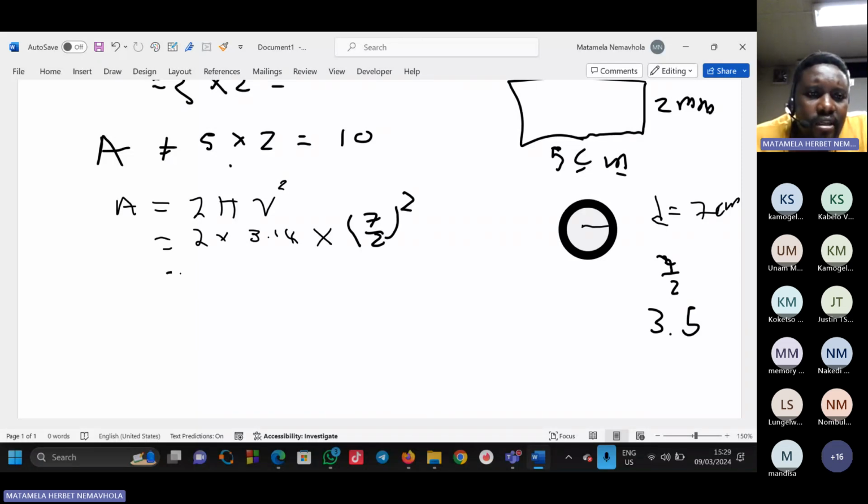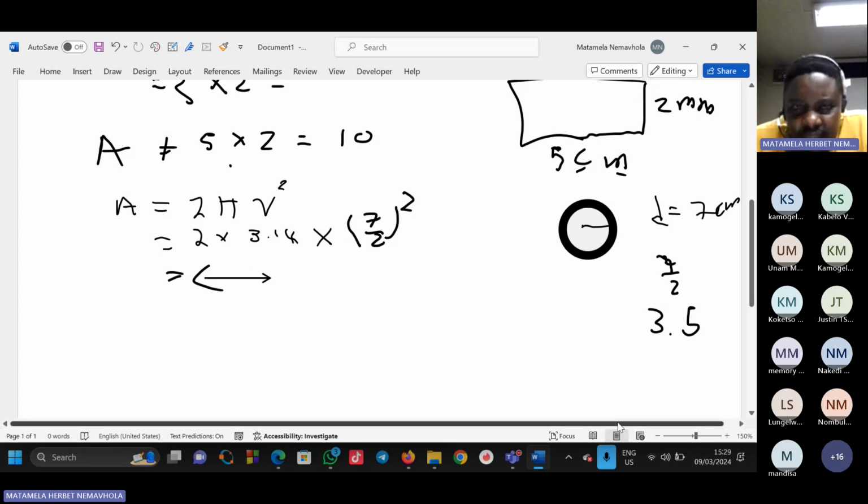Then you can use your calculator to calculate this. Then you will get an answer. I don't have a calculator with me. I work math without a calculator. But you guys, you need a calculator. You will have to use your calculator, then it's going to give you the answer. Then you're going to get the area of this circle. So that's how you get it.